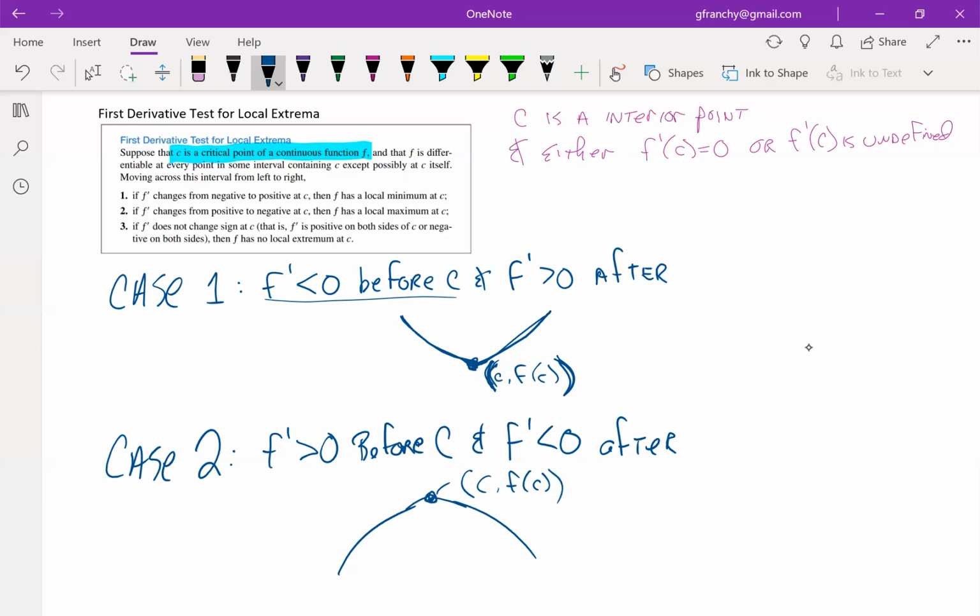Now, in these pictures, the derivative exists at C. I could just as easily go ahead and draw a case. We get something like that. Here, the derivative at C doesn't exist, but it's still a minimum. Here, the derivative at C does not exist, but it's still a maximum, or at least local maximum.